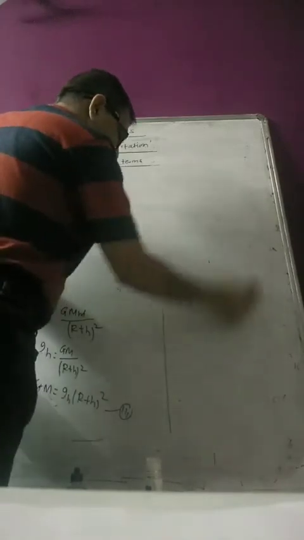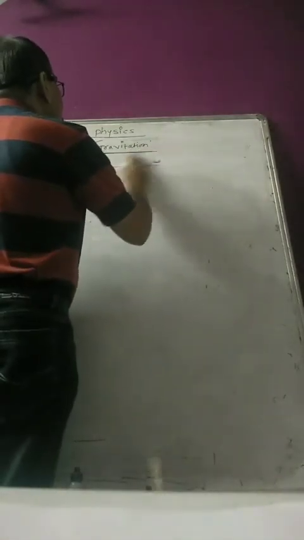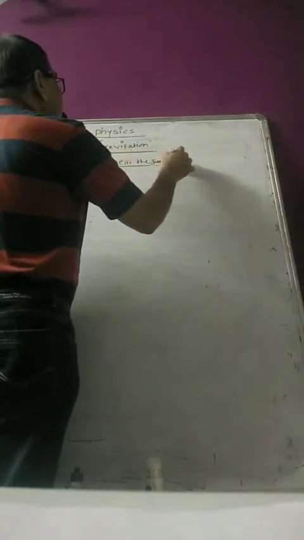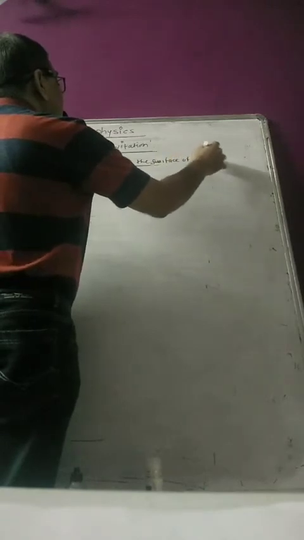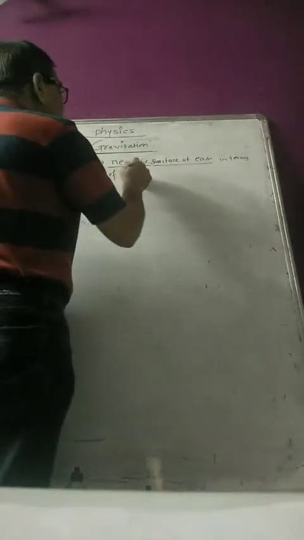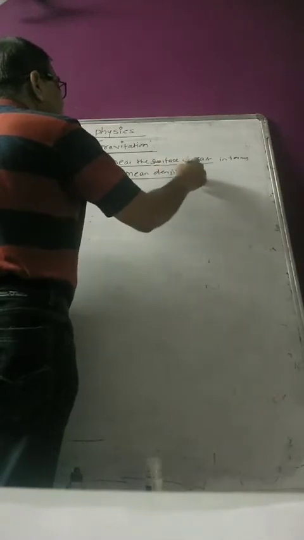So, the critical velocity near the surface of the earth, in terms of mean density. Okay, mean density, so that is supposed to be rho.